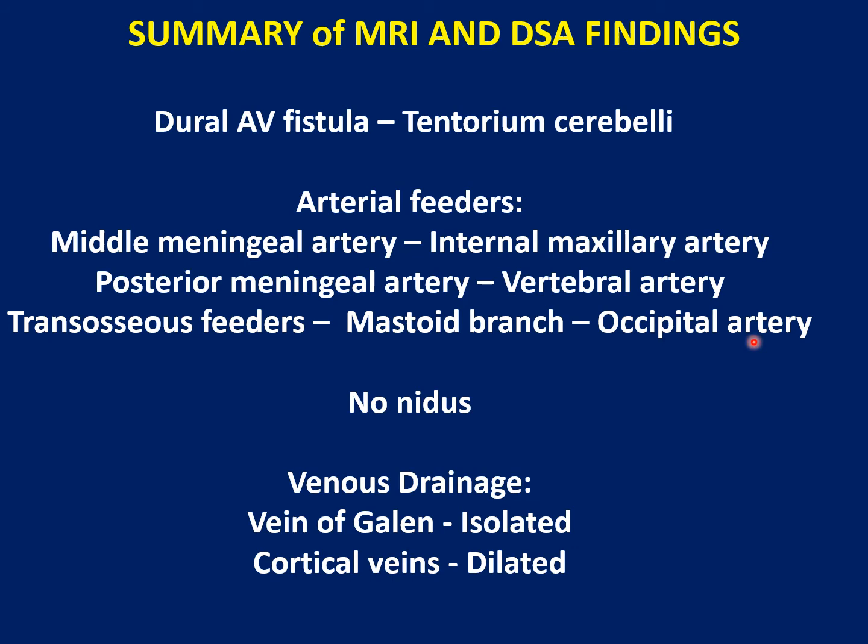So to summarize, this is a dural AV fistula which is located at the tentorium cerebelli with multiple arterial feeders, namely the middle meningeal artery from the internal maxillary artery, posterior meningeal artery from the vertebral artery, transosseous feeders, namely the mastoid branch from the occipital artery. There is no nidus suggestive of a fistula rather than an AVM, with venous drainage into the vein of Galen which is isolated, and multiple dilated cortical veins into the posterior fossa.